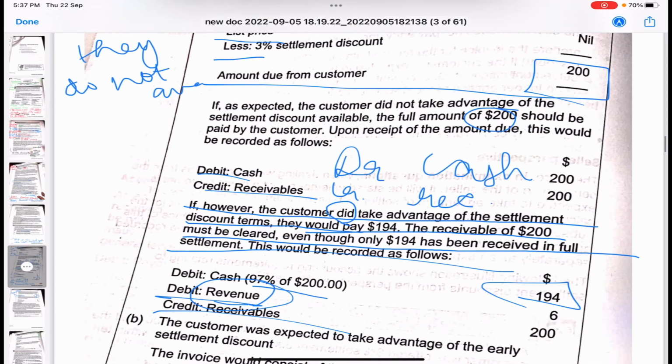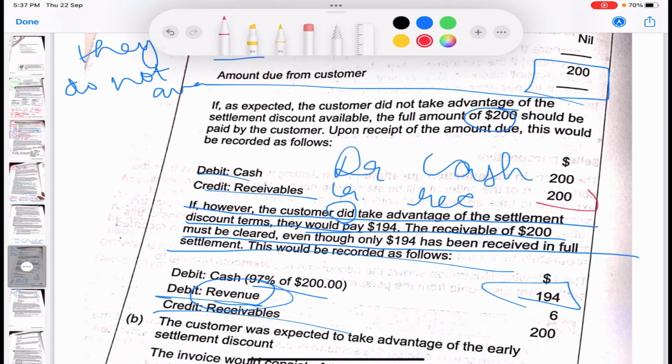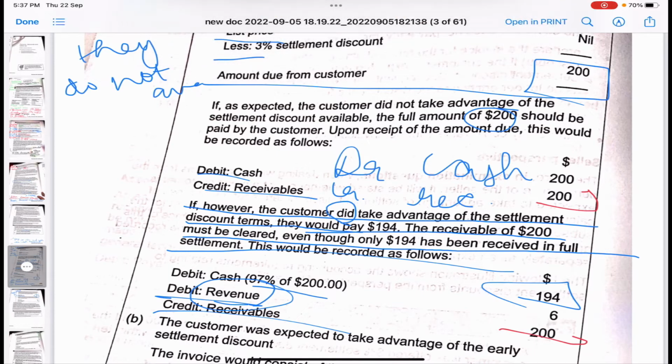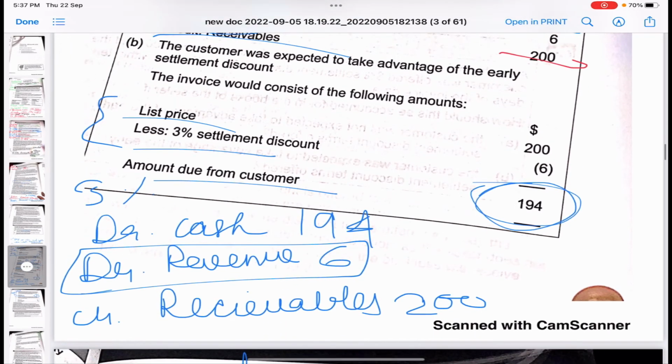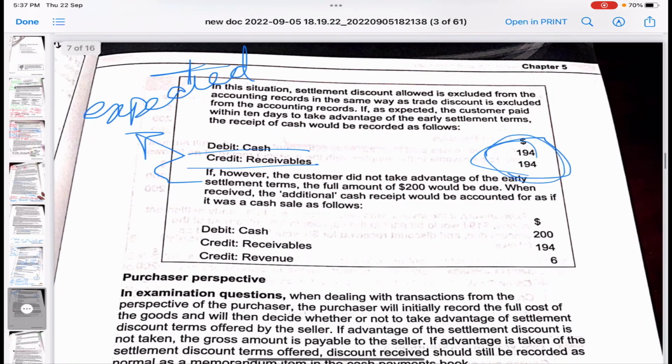But in this question, the amount received was 200 and how much we got was 194. So that was differing. But in the B part, the amount received is equal to the amount which was due. So in this situation, we will not be opening a new account. We will be debiting the cash and crediting the receivables. If, however, the customer did not take advantage of the early settlement terms, the full amount of rupees 200 will be due. When received, the additional cash received would be accounted as if it were a cash sale, as follows.